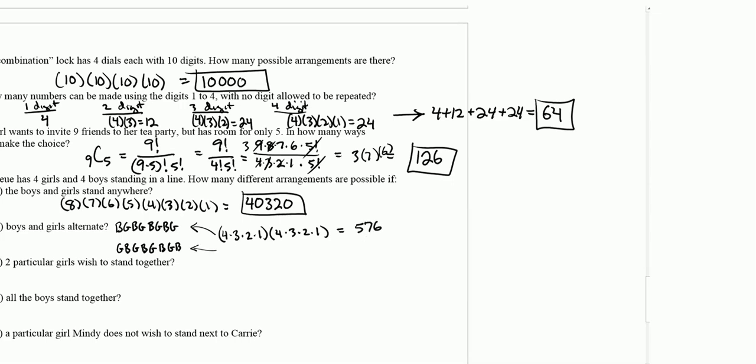We're going to get the same thing for the second case. 4 times 3 times 2 times 1 for the boys and for the girls, so we're going to get another 576. And so we got 2 times 576. If we add them together, or we could say 576 times 2, we end up with 1152. So there are 1,152 arrangements where boys and girls alternate.